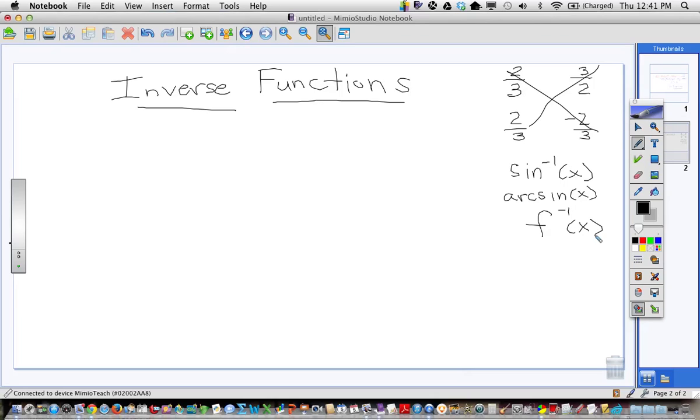Anything at all? Not this stuff. Yeah, not this. Anybody remember anything about function inverses? How about this? There you go. Say that louder.